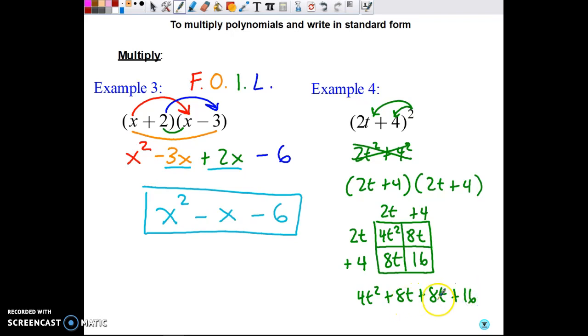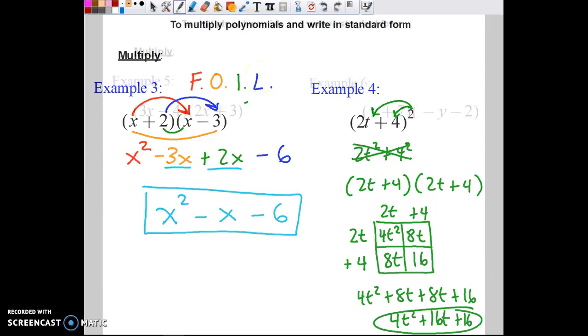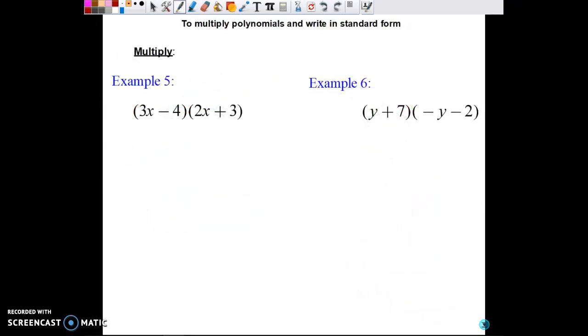You can see that 8t and 8t are like terms, so they can combine to make 4t squared plus 16t plus 16. And that's all you have. So either one of these ways, the FOIL method or the lattice box method, will get you the same answer. I'm going to do one of each method in this slide.